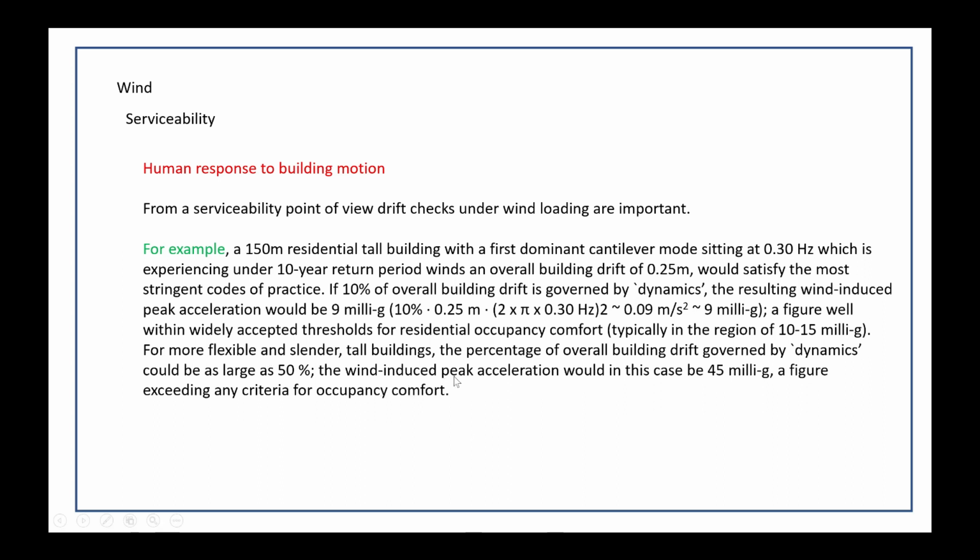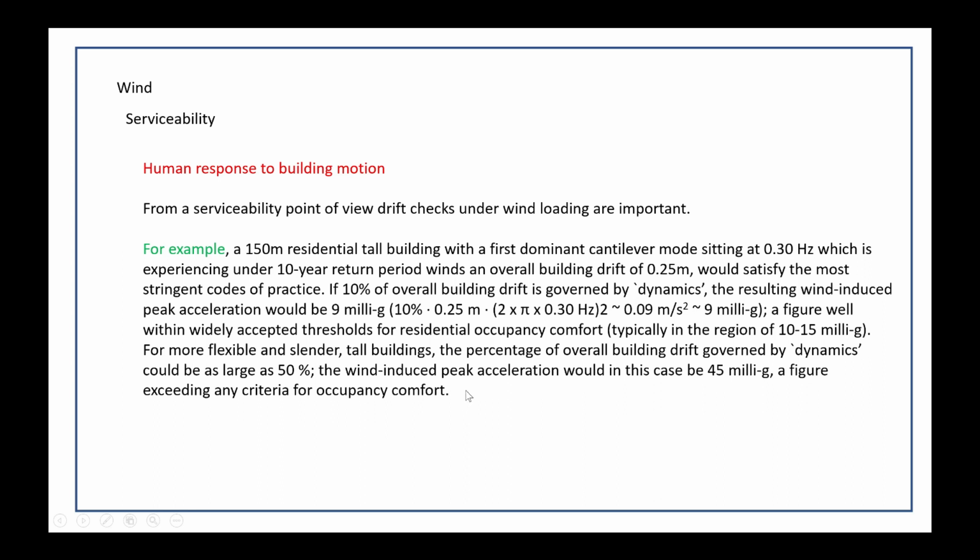The wind-induced peak acceleration would be 45 milli-g if we increase from 10% to 50%, this is the dynamic portion. If we use 50% of the overall building drift, 0.25, the resulting peak acceleration is 45 milli-g. So this one exceeds the criteria. The criteria is 10 to 15 milli-g for occupancy comfort.